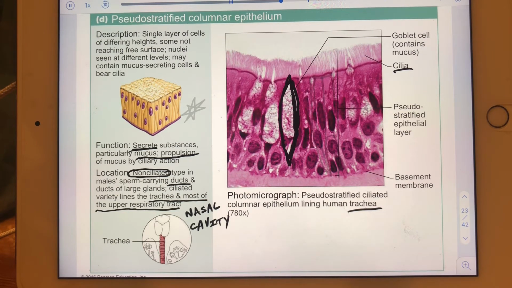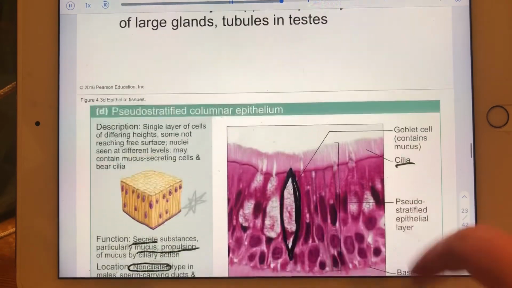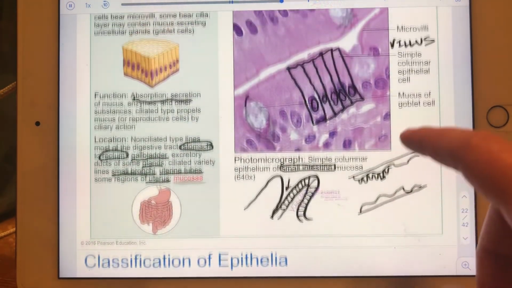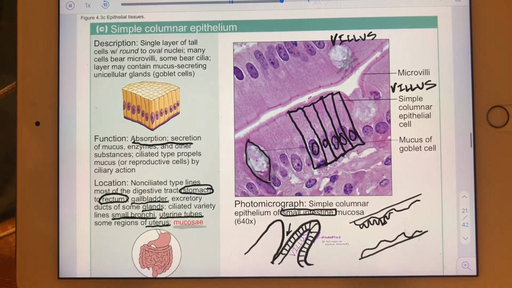Now, be careful with goblet cells, because goblet cells are also often found in simple columnar epithelium. So I'm backing up to slide 22. Here is another goblet cell. Okay, and then there's another one right here.